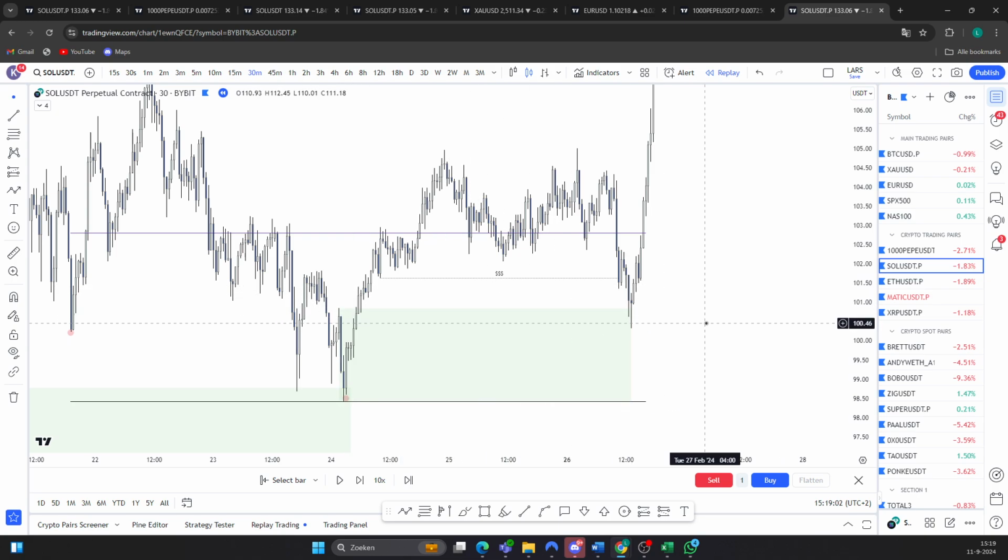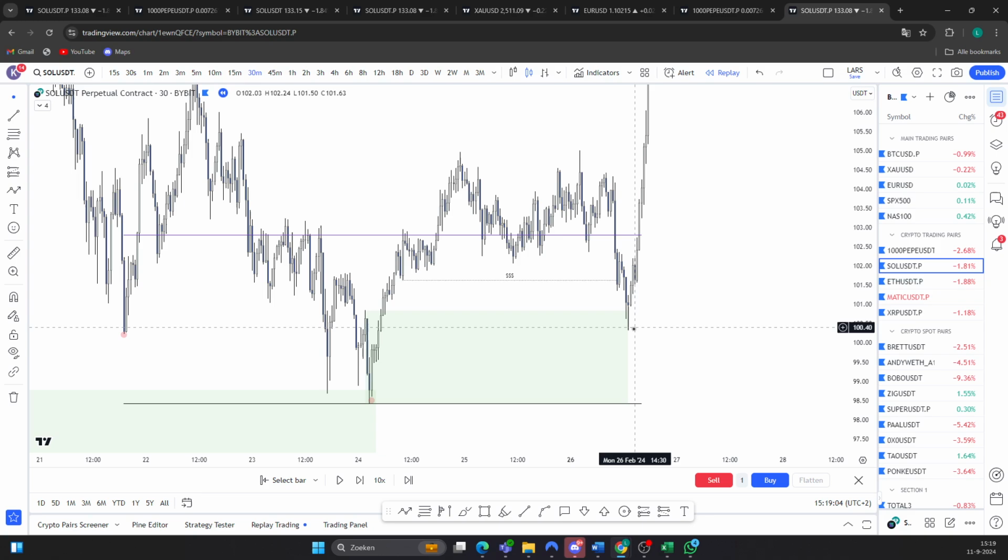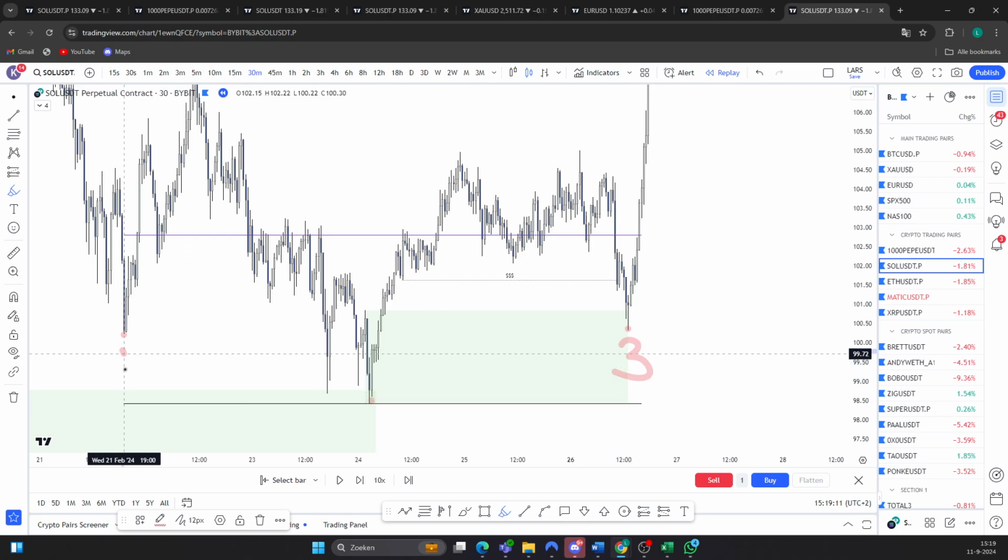Okay, just watch that one. Well, right here, when price comes into our 3-hour order block, that's when price meets its third tap's requirements, having our 1, 2, and 3.